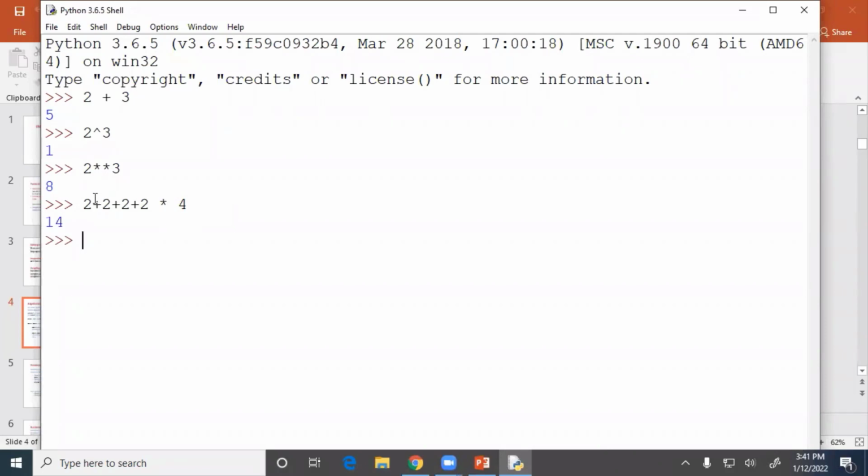What if I want to add these and then after that multiply it by 4? What do I do? I use what? Brackets. So I put a bracket here and a bracket here. And now the answer is going to be the same or different? It's going to be different. As you can see, the answer is different. What happened now? Python is going to add these things and then Python is going to multiply it by 4. Clear till now? Okay.